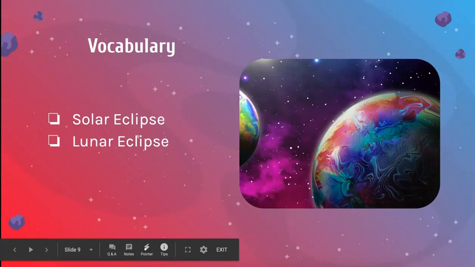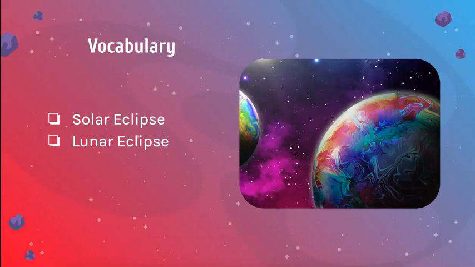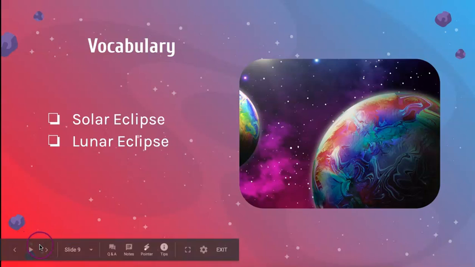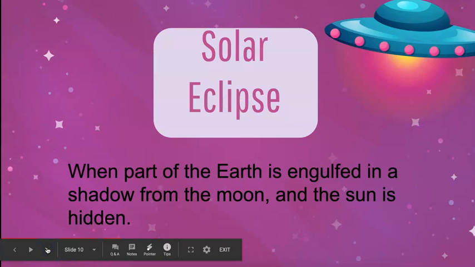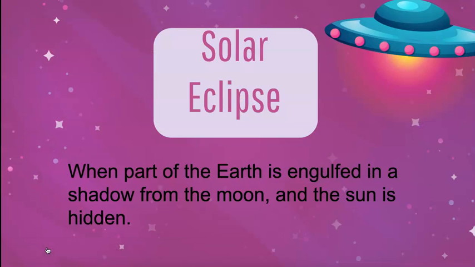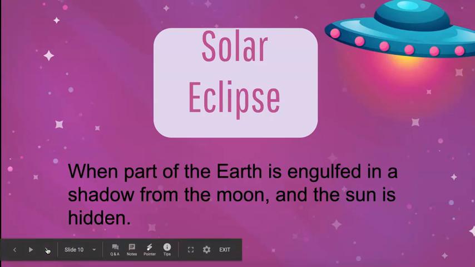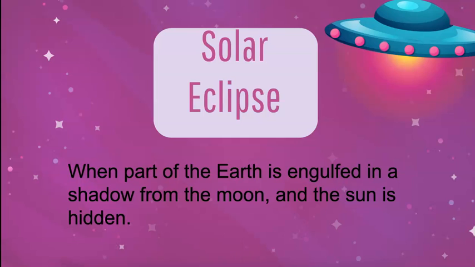Now let's go over some of our vocabulary terms for this unit. And for today, that's going to be the words solar eclipse and lunar eclipse. A solar eclipse takes place when part of the Earth is engulfed in a shadow from the moon and the sun is hidden. Okay, you can take a moment to jot this information into your notes. So feel free to pause the video at any point in time to review or to jot down any notes.